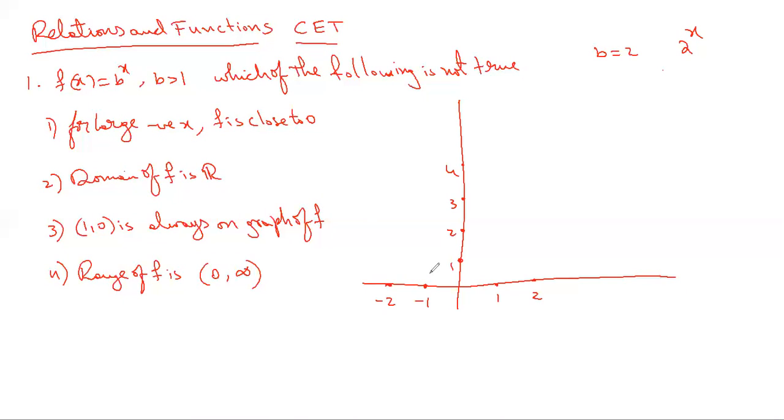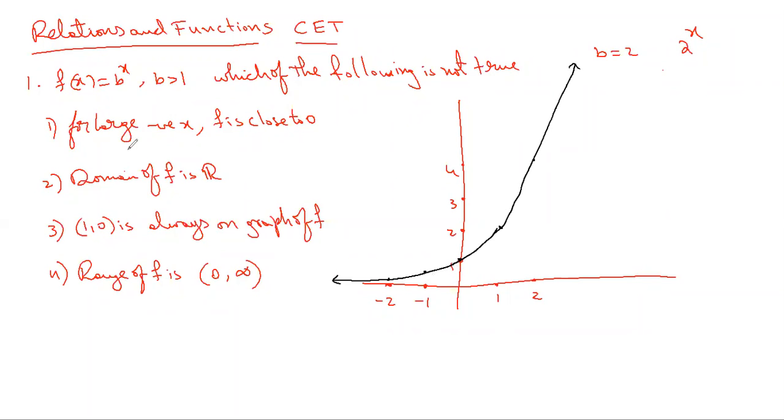Let me draw the graph with a different color to differentiate. And 2 power minus 2 is 1 by 4. And 2 power 0 is 1. 2 power 1 is 2. 2 power 2 is 4. The graph is like this. Right? So the graph is like this.